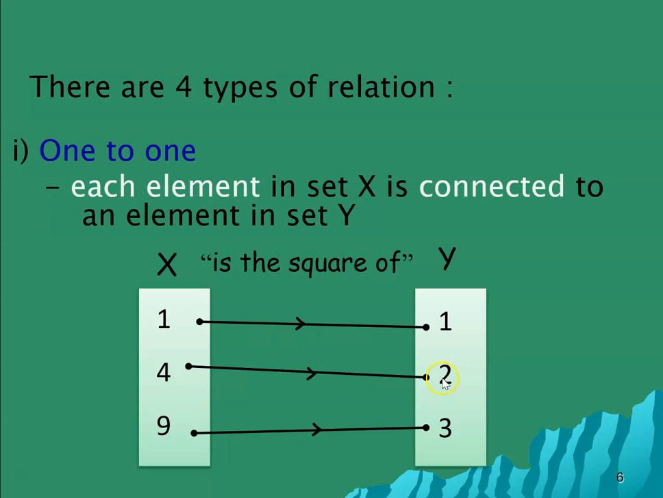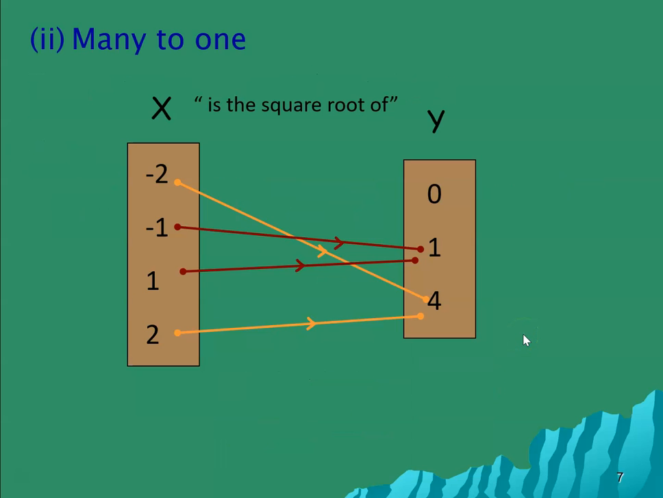4 is the square of 2, and 9 is the square of 3. So you have a 1 to 1 relation, 1 kepada 1.